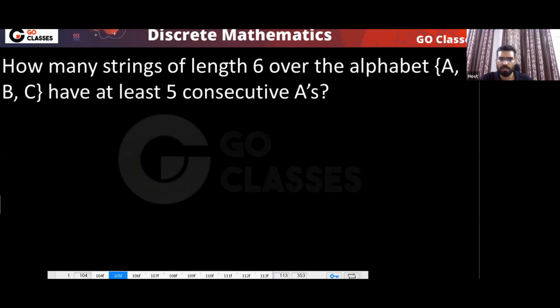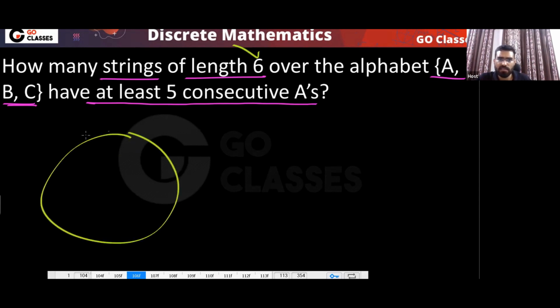This is what we want in total. To how many people is this question clear? Inclusion-exclusion principle, very simple. Okay, let's see this. So tell me the answer. How many strings of length 6 from the alphabet A, B, C have at least 5 consecutive A's?